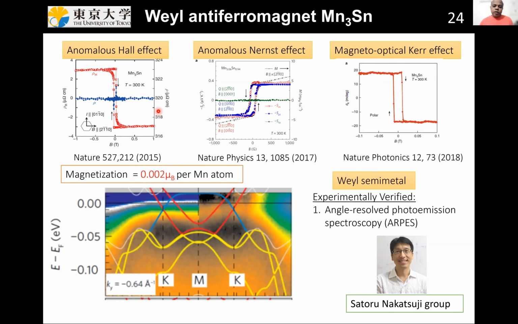So we did some angle-resolved photoemission spectroscopy, and we found that in the band structure of this material there are these Weyl points, and all these transverse transport effects can be explained by the large Berry curvature from these Weyl points. And since this material has a large Berry curvature, one would also expect that it will show a large spin Hall effect. That was the main motivation to study the spin Hall effect in this material.